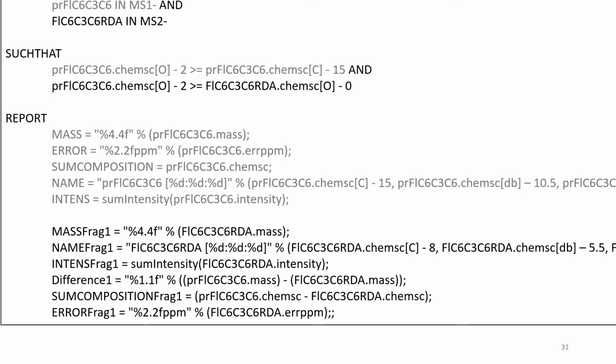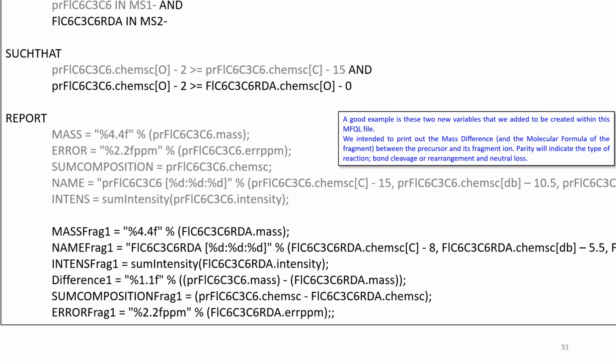So a good example is these two new variables that we added to be created within the MSQL file. We intended to print out the mass difference and the molecular formula of the fragment between the precursor and its fragment ion. Parity will indicate the type of reaction, double bond cleavage or bond cleavage, or rearrangement and neutral loss.